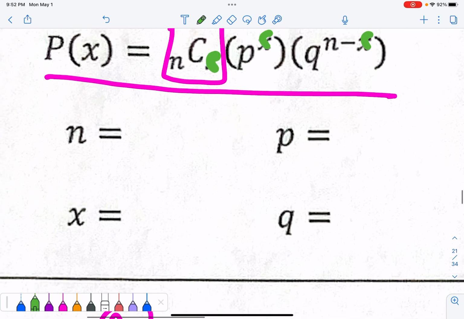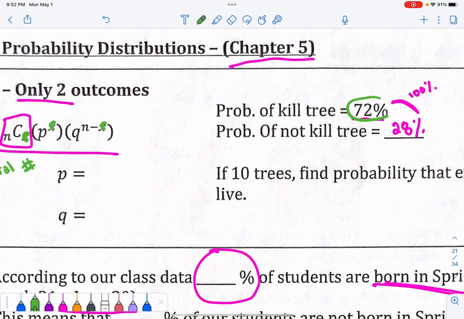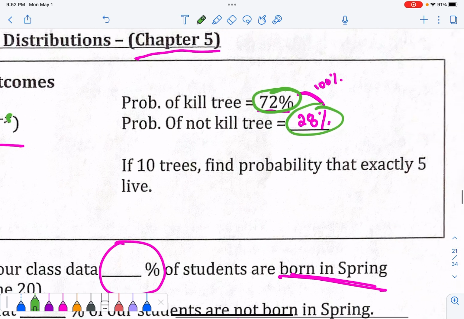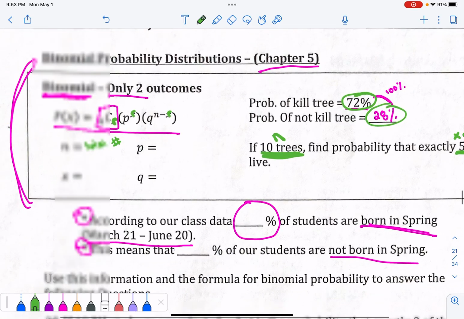So n is the total number of trials that you have. In my example over here, the probability of me killing a tree is 72%, and the probability of me not killing a tree is 28%. Using that information, if I plant 10 trees, that's where my n comes from. If I'm planting 10 trees, find the probability that exactly 5 of them live. This is going to be my x value, or my r value, if you like to call it r instead. So 10 trees is the total. X or 5 is what I'm looking for.